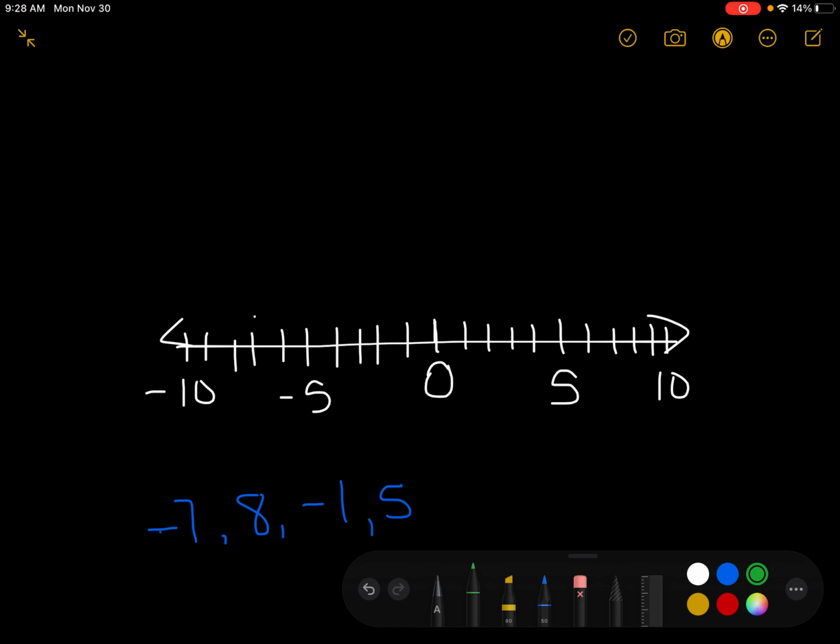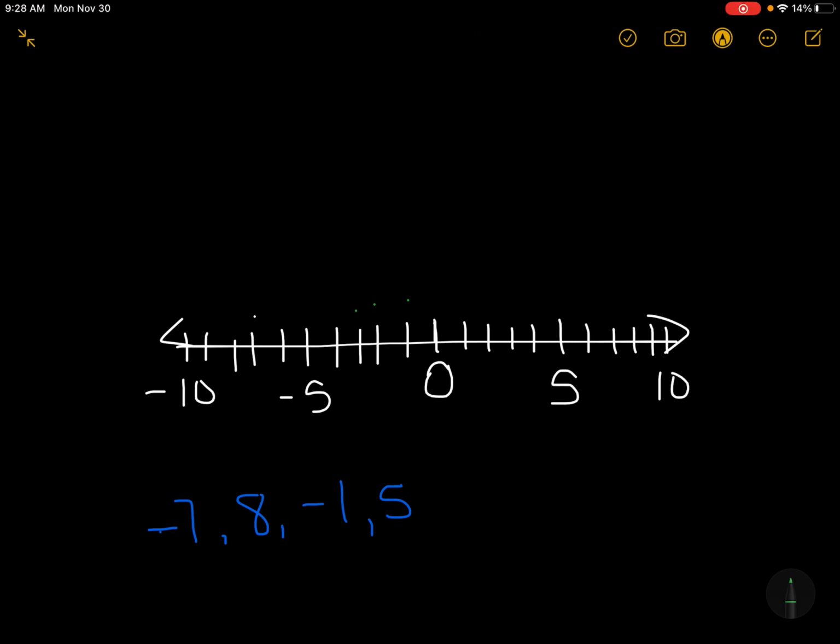Let's look at -7. If I were going to label -7 on here, I know that the negatives are always to the left or below 0. So I can count 7 spaces in the negative direction. 1, 2, 3, 4, 5, 6, 7. This right here is -7.